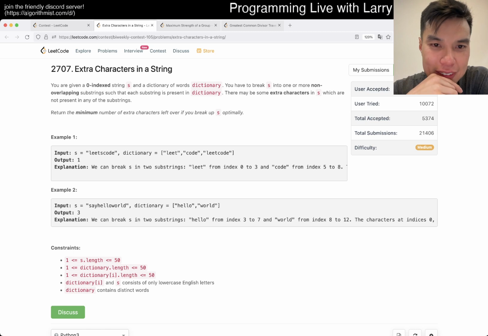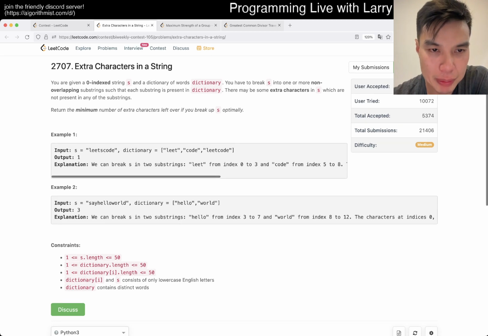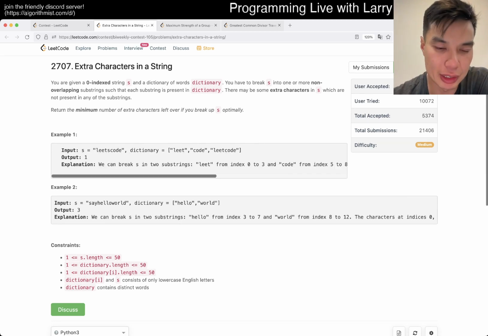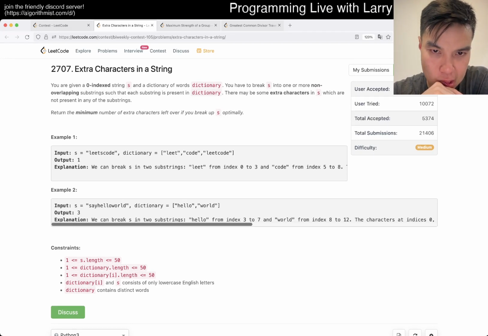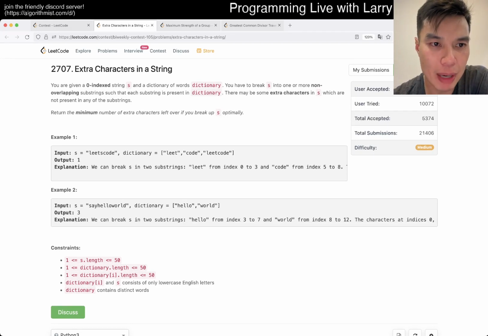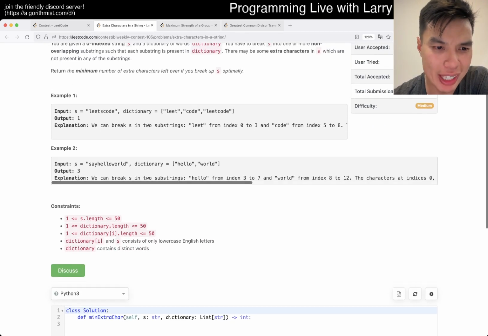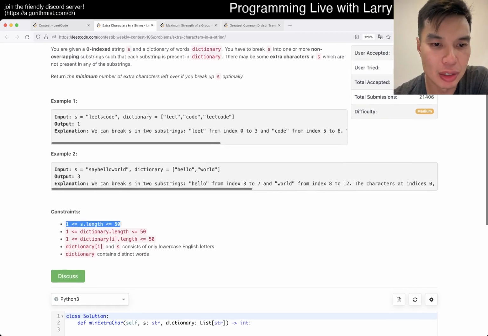Extract from S the characters in it. Minimum number of characters, I see. Leftovers. Non-overlapping. Do we use the same one more than once? Oh, N is 50. This is silly. Okay, fine.